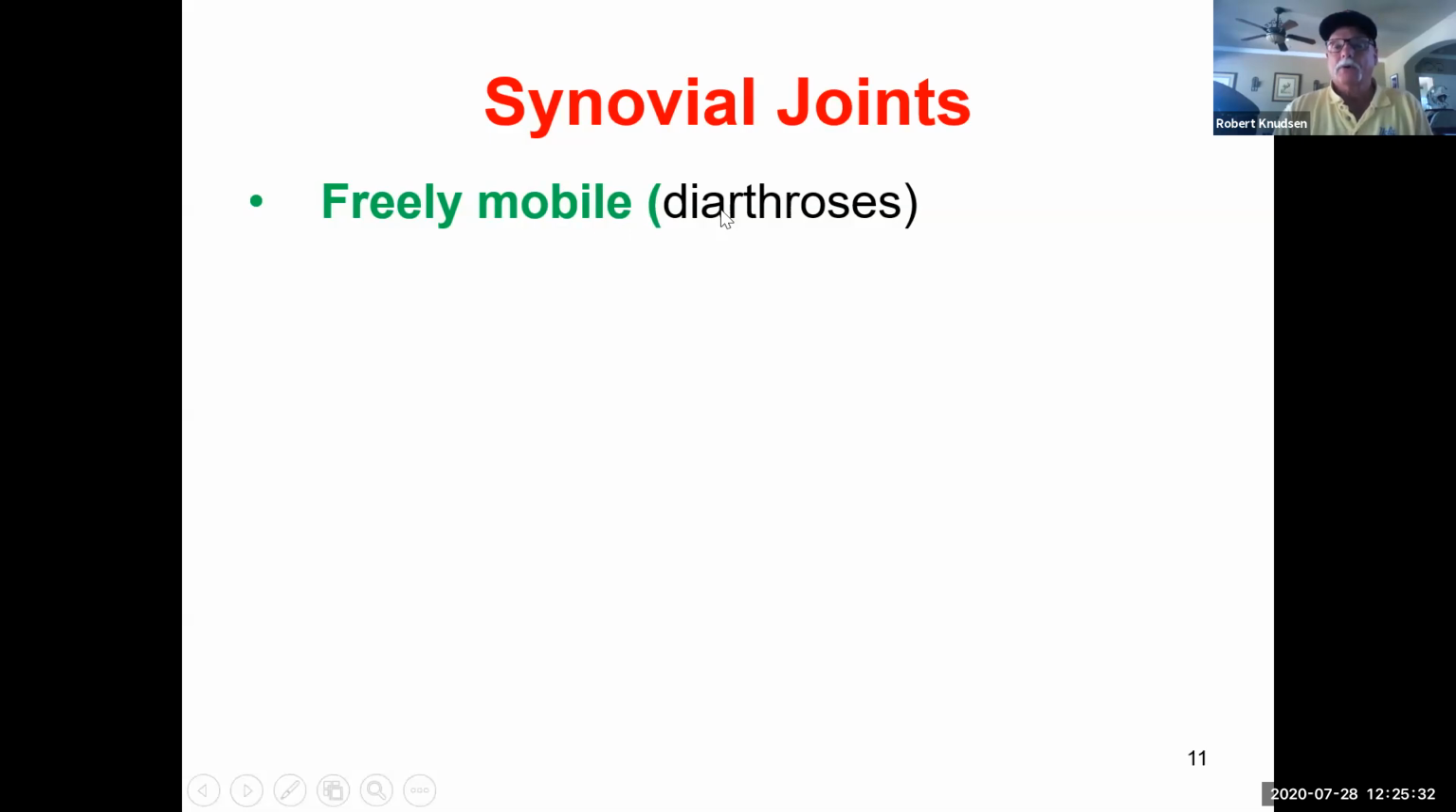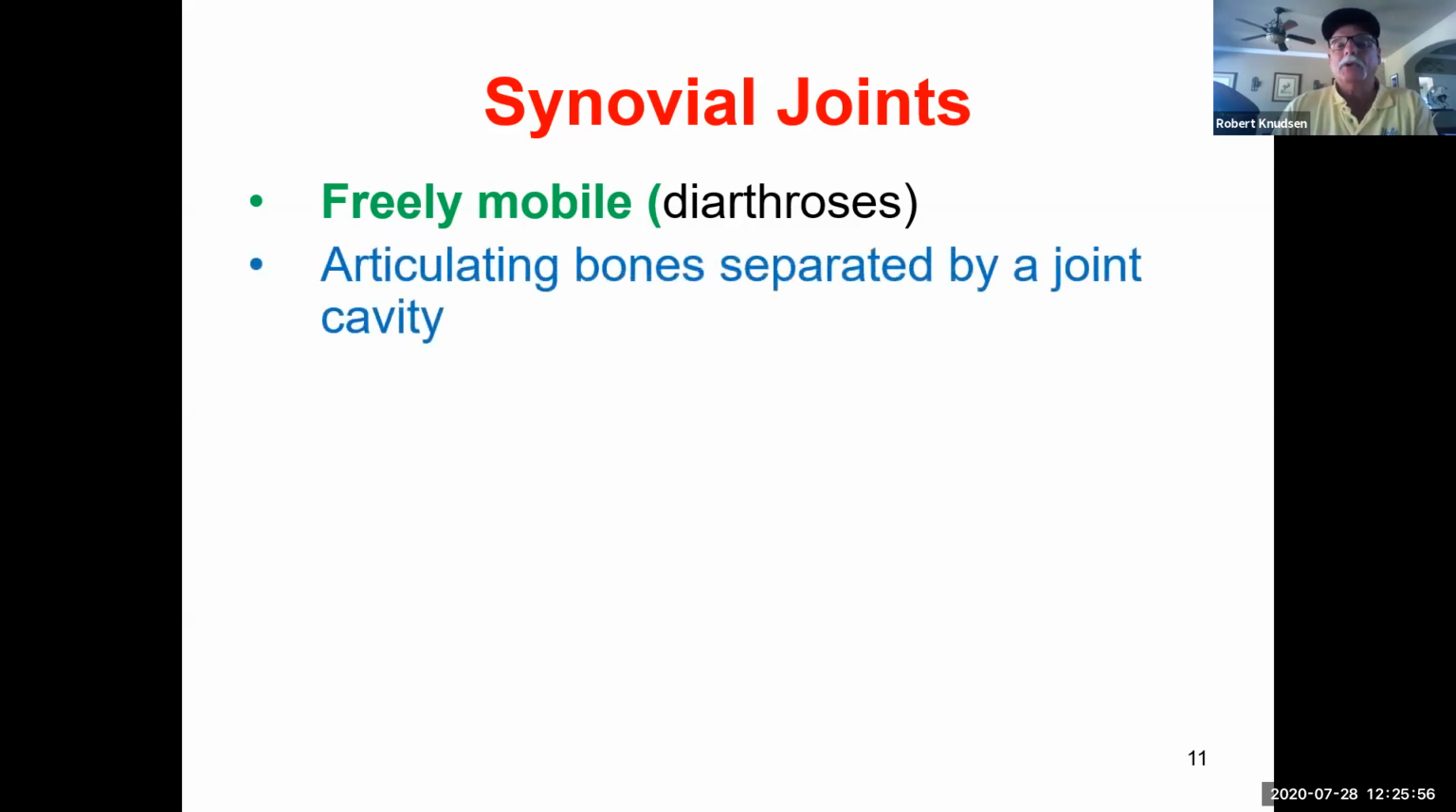Diarthrosis. Well, is that the same thing as a synovial joint? No, it's not. Well, then why do they always put it together? Answer, because the only synovial joint is diarthritic. The only diarthritic joint is synovial. Get it? They're not the same, but they have the same components, if you will. Okay. Articulating bones are separated by a joint cavity.